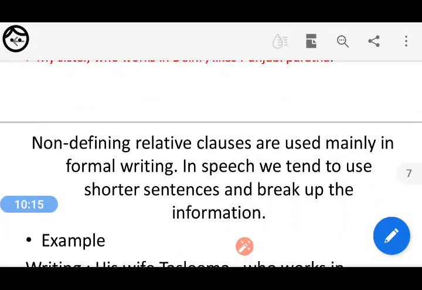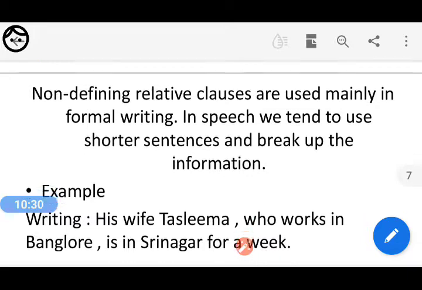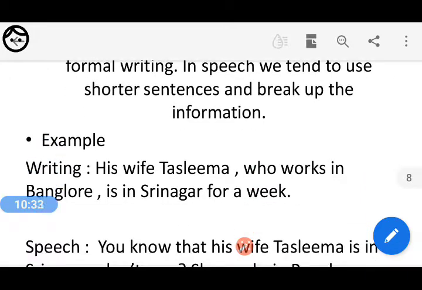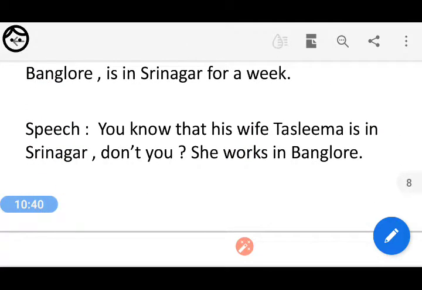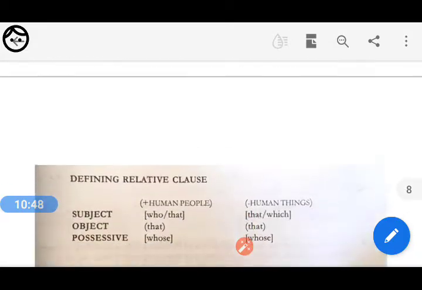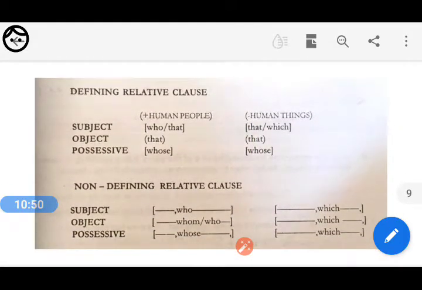Non-defining relative clauses are used mainly in formal writing. In speech, we tend to use shorter sentences and break up the information. In writing, how do you write? His wife Taslima, who works in Bangalore, is in Srinagar for a week. In speech, you would say: his wife Taslima is in Srinagar, you know. She works in Bangalore.